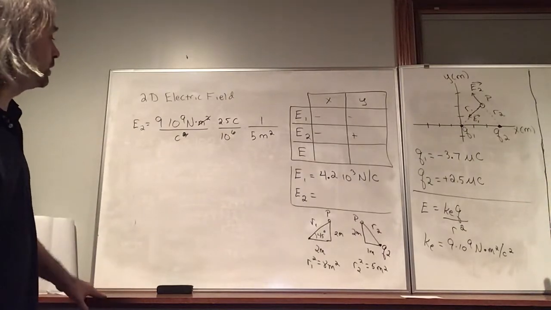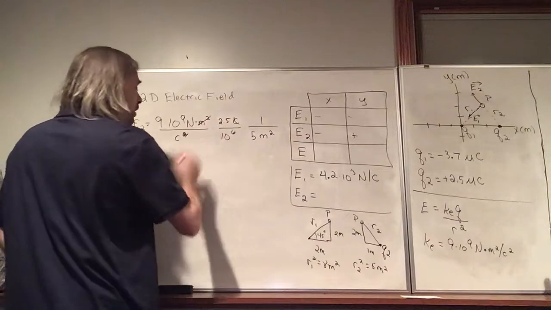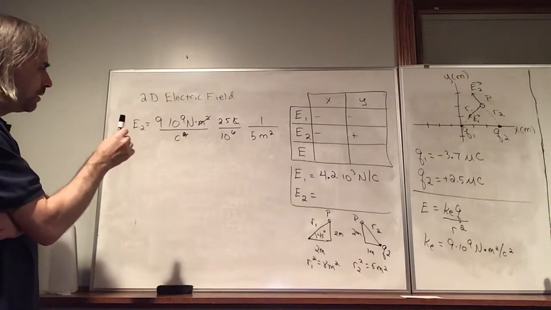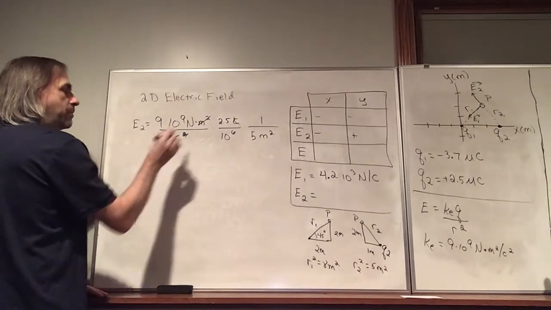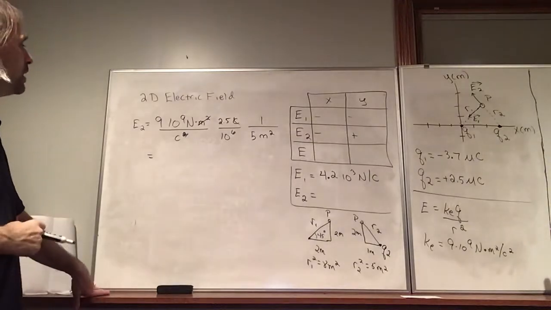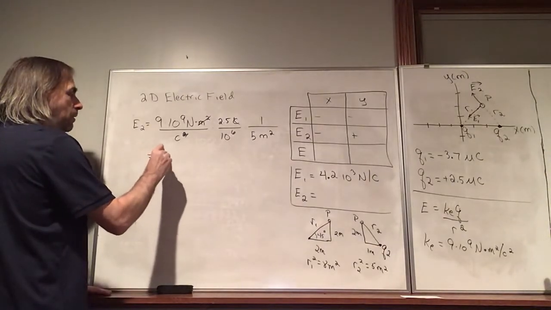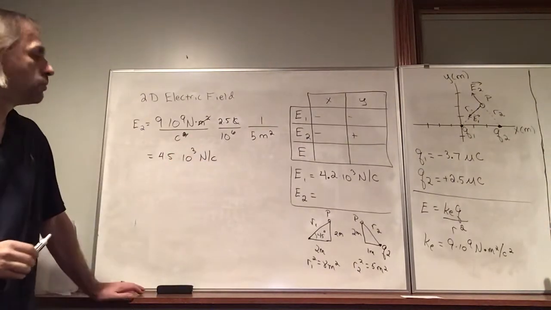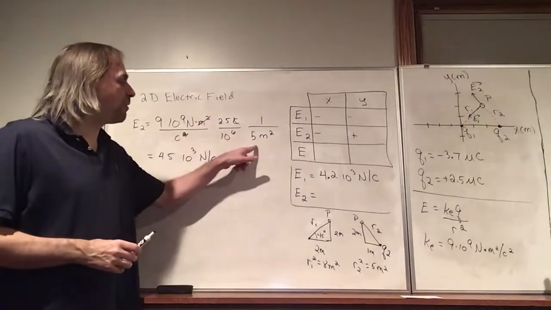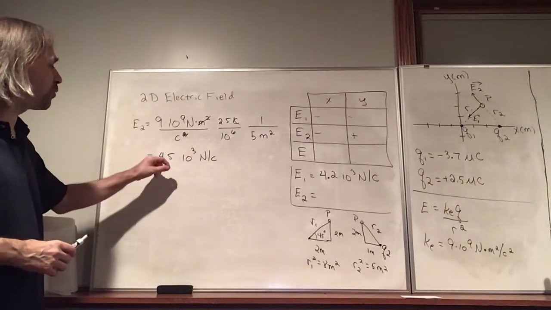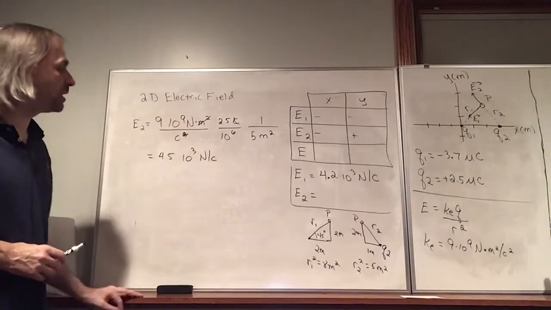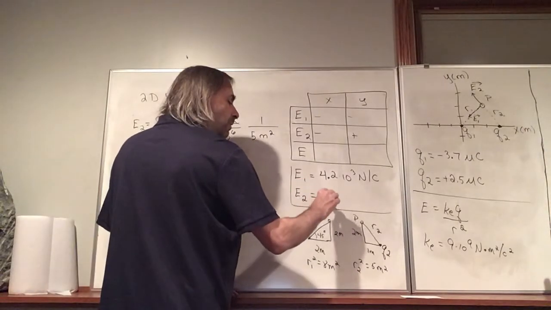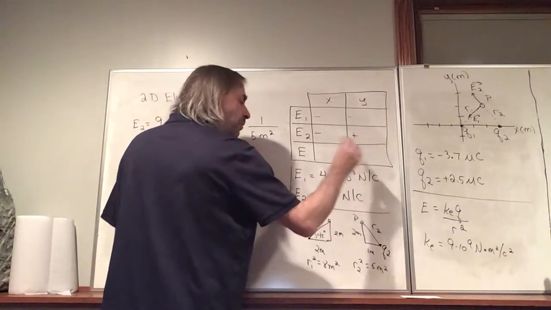So let's clean this up a little bit. This coulomb cancels. We have newtons over coulombs. Here we've got 9 times 2.5 over 5. So that'd be 4.5 times 10 to the third newtons over coulombs. So again, 2.5 over 5 is 1/2. 1/2 of 9 is 4.5. And then 10 to the 9 over 10 to the 6 is 10 to the third. So E2 is 4.5 times 10 to the third newtons per coulomb.